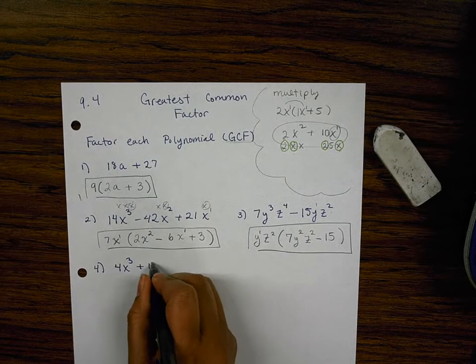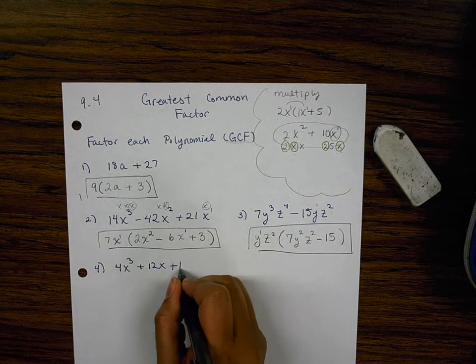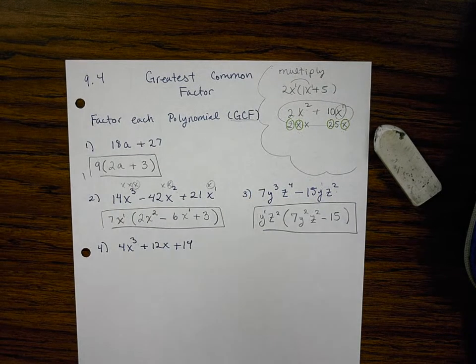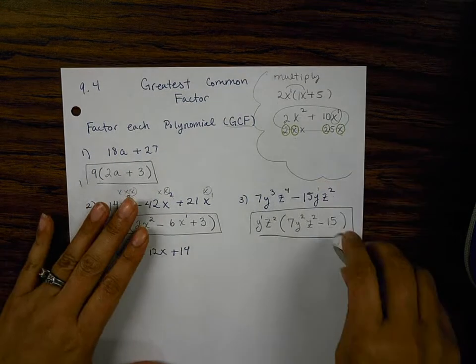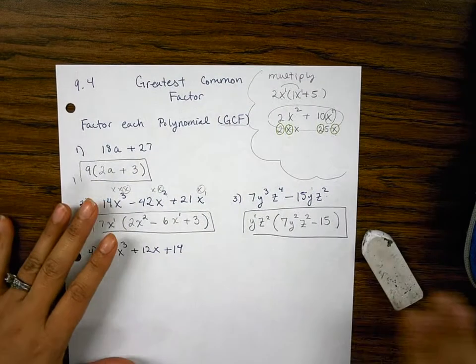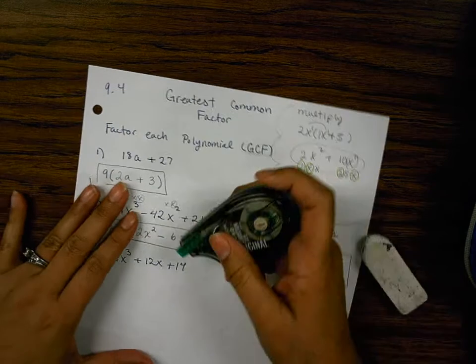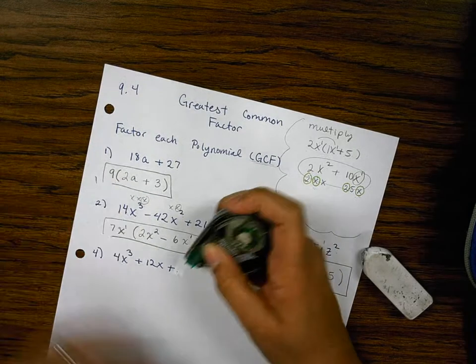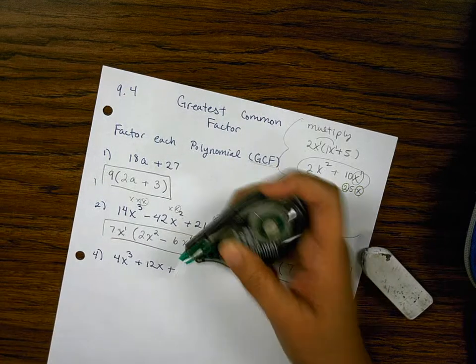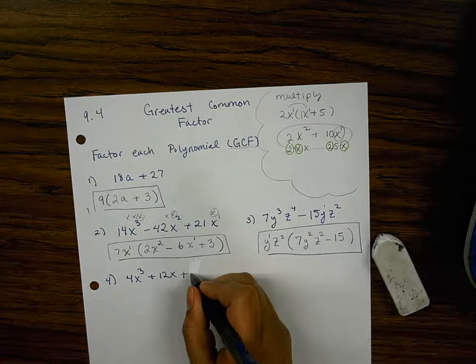Okay, number 4. 4x cubed plus 12x plus 14. Sorry. And I'm going to change that 14. That 14 should have been just a 4. 4x cubed plus 12x plus 4.